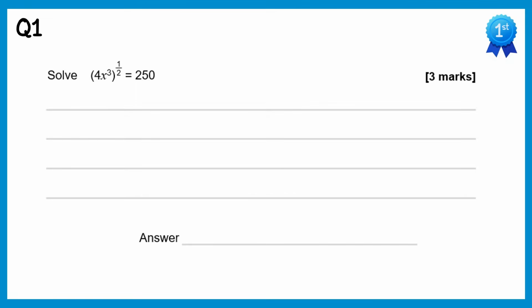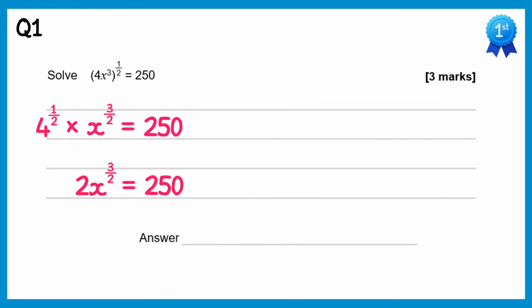So for question 1, we've got 4x cubed all to the power half. To do this, we raise 4 to the power 1 half, and then we multiply the indices, so 3 times a half is 3 over 2. And this equals 250. Now 4 to the half just means the square root of 4, which we know is 2. So on the left we have 2x to the power 3 over 2 equals 250.